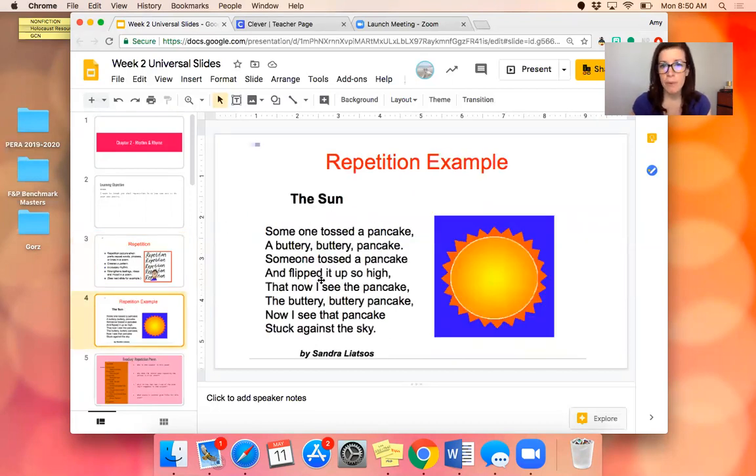So the example we're going to look at is from a poem called The Sun by Sandra Lysostos. So let's read together. You're going to notice really quickly what word is being repeated.